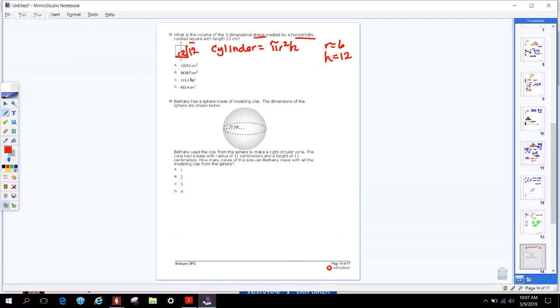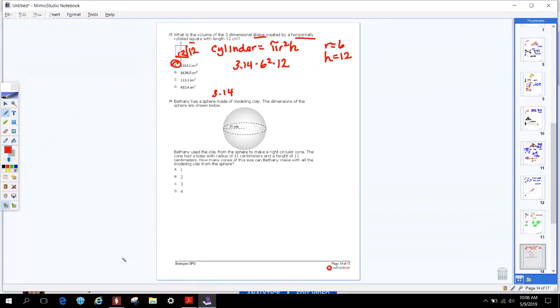And I notice that all of these answers are in decimal form. So I am going to use pi and type it in the calculator. So I've got 3.14 times 6 squared times 12. Let's see if we get something close. 3.14 times 6 squared times 12. I don't get that. Oh, you know what? My one didn't go in. You got A times 36 times 12. Yep, thank you. A it is.